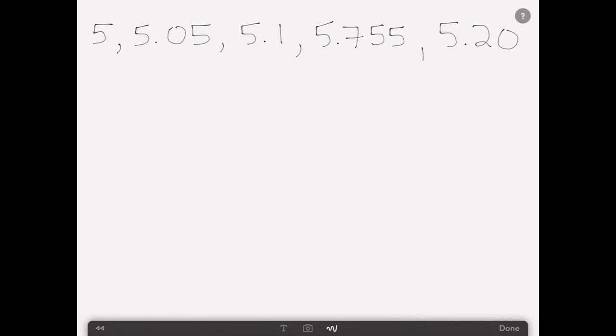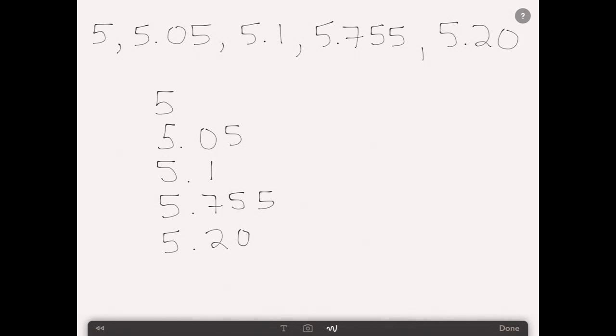So the first number is 5. The second one, 5 and 5/100ths. Next would be 5 and 1/10, 5 and 755 thousandths, and finally 5 and 20/100ths. Now, by stacking them and making sure all the place values are aligned, by using the decimal place, things are going to be a lot easier.